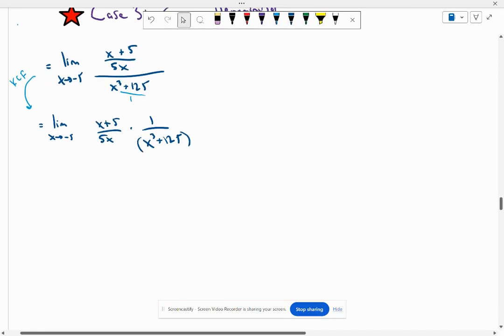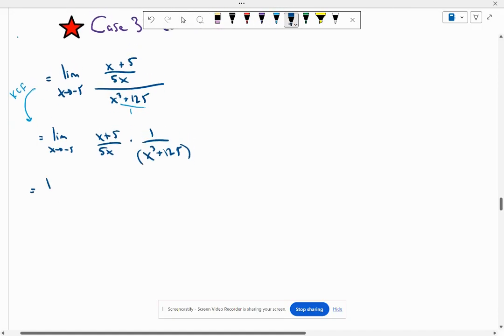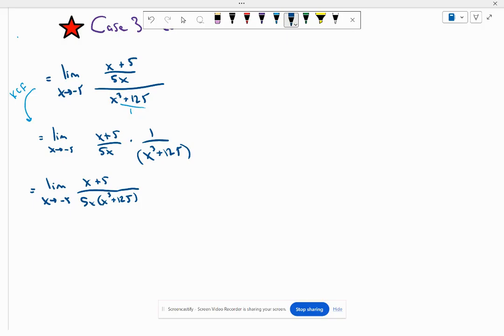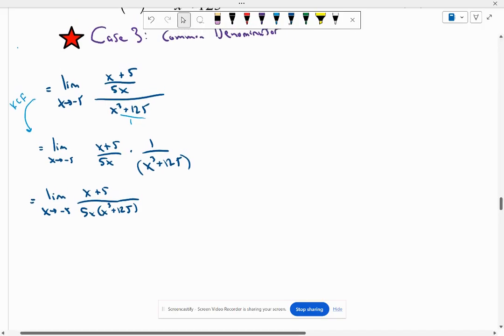And so the problem that we're facing right now is that nothing actually canceled out. I didn't get an x plus 5 on the top to cancel out with an x plus 5 on the bottom. So I still can't plug in negative 5. I'm still going to get 0 over 0. But if you recognize x cubed plus 125, that's a sum of cubes. So if you remember from a little while ago, we talked about sum and differences of cubes.